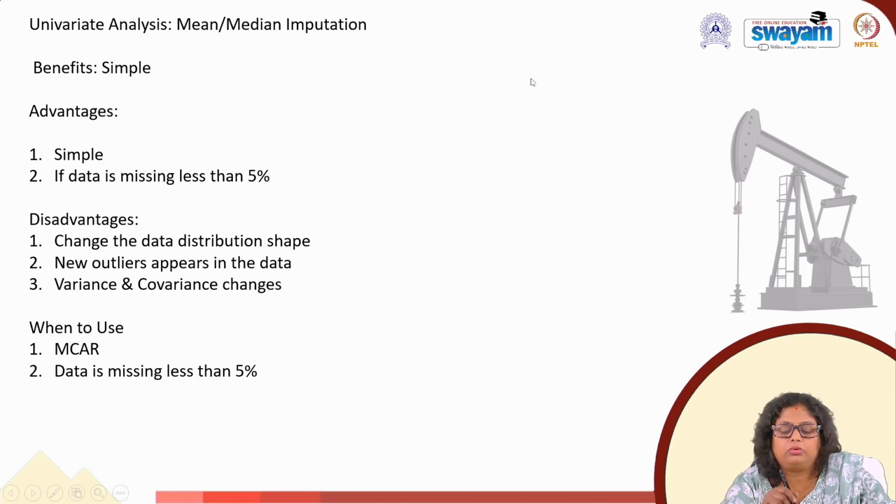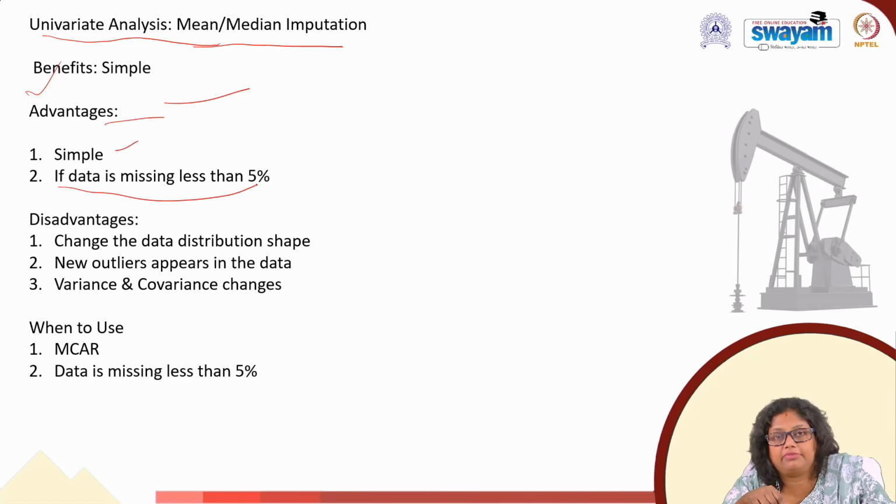So let's talk about this one. In case of univariate analysis, when we are doing the mean median imputation, what is the benefit? First thing, it is simple. And what is the advantage? Again, it is simple, and if data is missing less than 5% only, then only we require to apply the mean median imputation. And what is the disadvantage? It changes the data distribution shape.